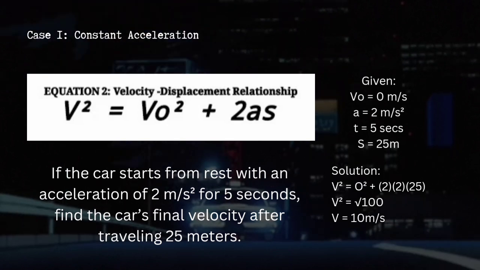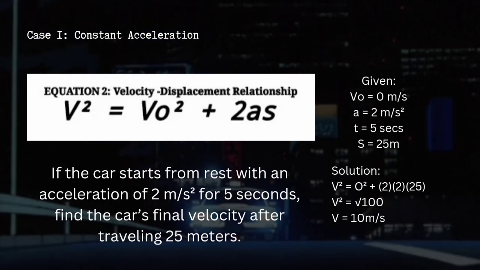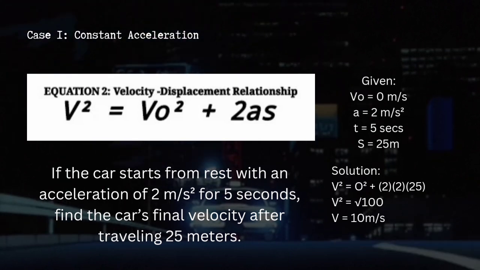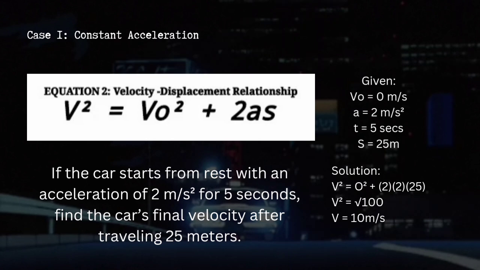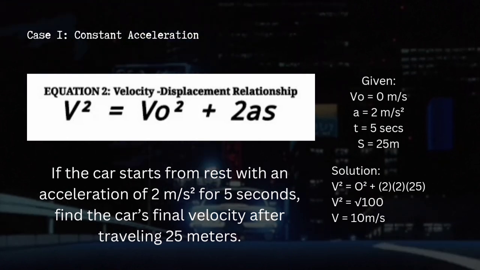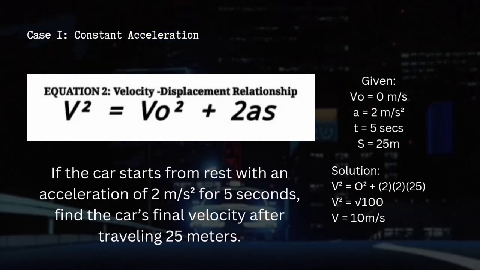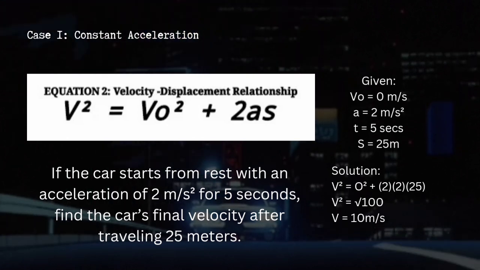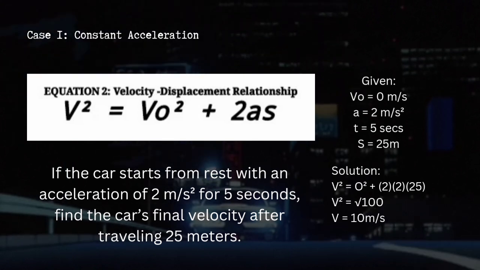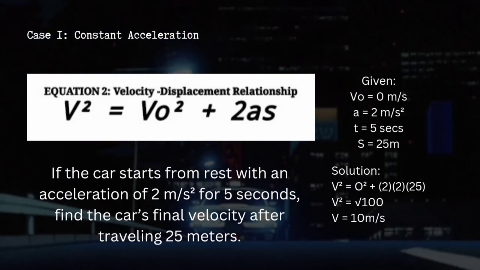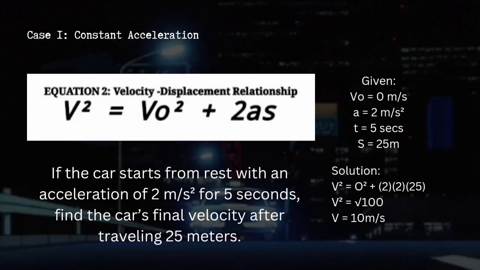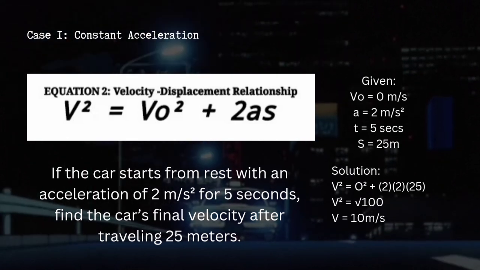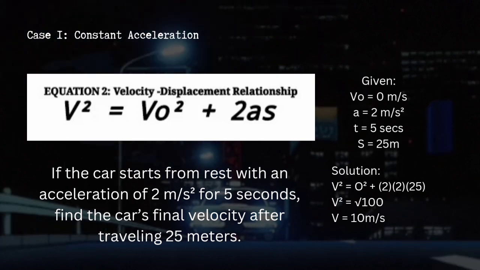If the car starts from rest with an acceleration of 2 meters per second squared for 5 seconds, find the car's final velocity after traveling 20. To further understand this equation, an example is provided, the same as the previous example, but it added that the displacement is 25 meters.